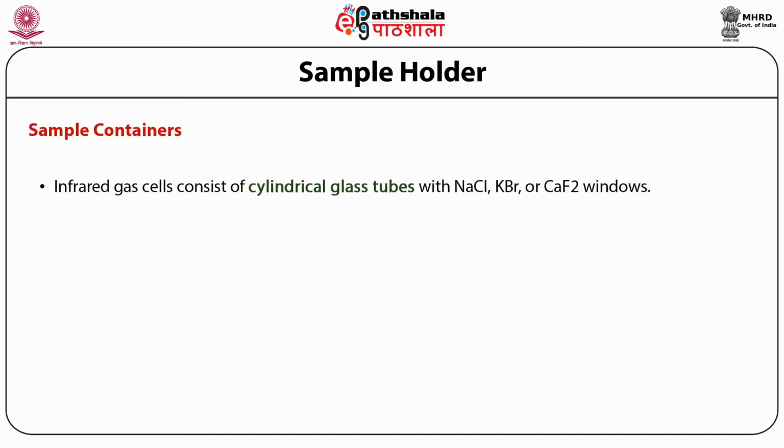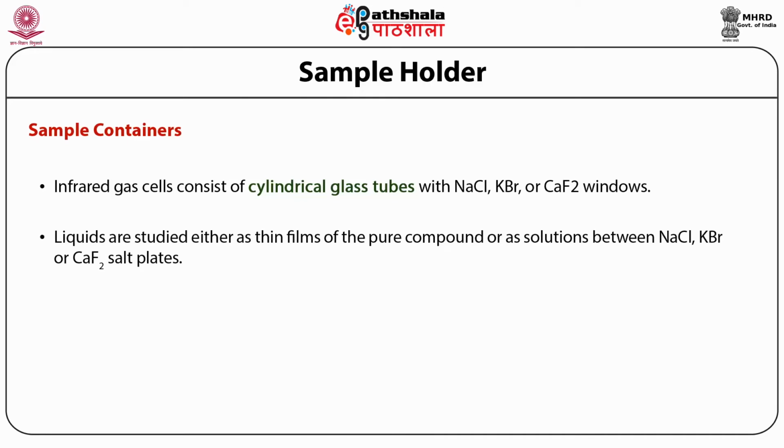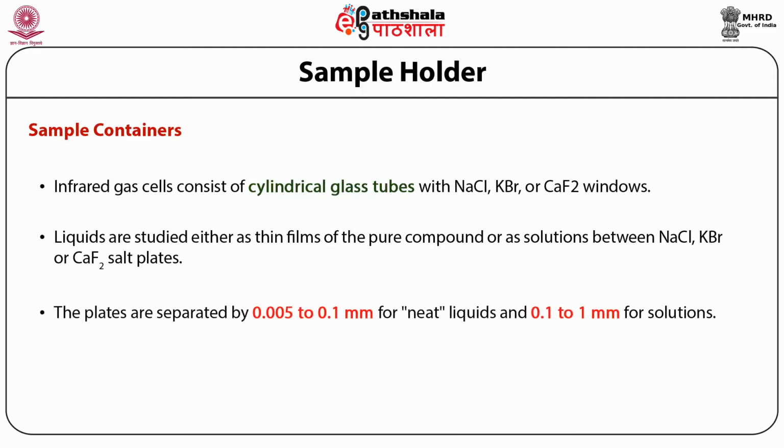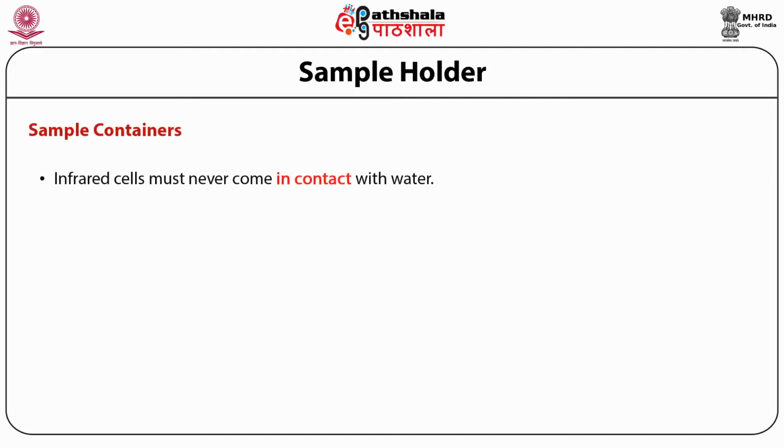Infrared gas cells consist of cylindrical glass tubes with sodium chloride, potassium bromide, or calcium fluoride windows. Liquids are studied either as thin films of the pure compound or as solutions between sodium chloride, potassium bromide, or calcium fluoride salt plates. The plates are separated by 0.005 to 0.1 millimeter for neat liquids and 0.1 to 1 millimeter for solutions. Infrared cells must never come in contact with water. They should be cleaned with organic solvents only.